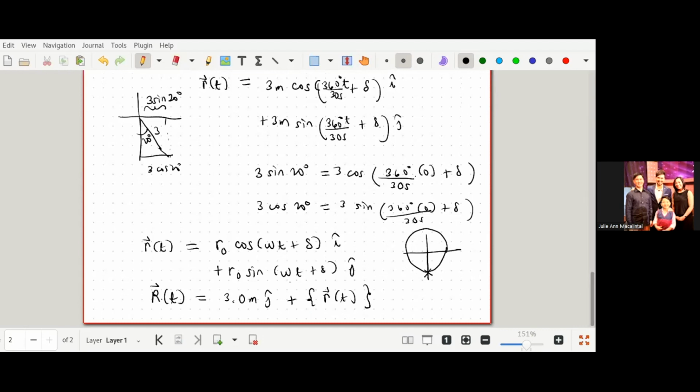Yung omega, you can get that from alam natin may period eh. Tapos 2 pi over omega, that's going to give you 2 pi over the period, that's going to give you omega. And then you match.